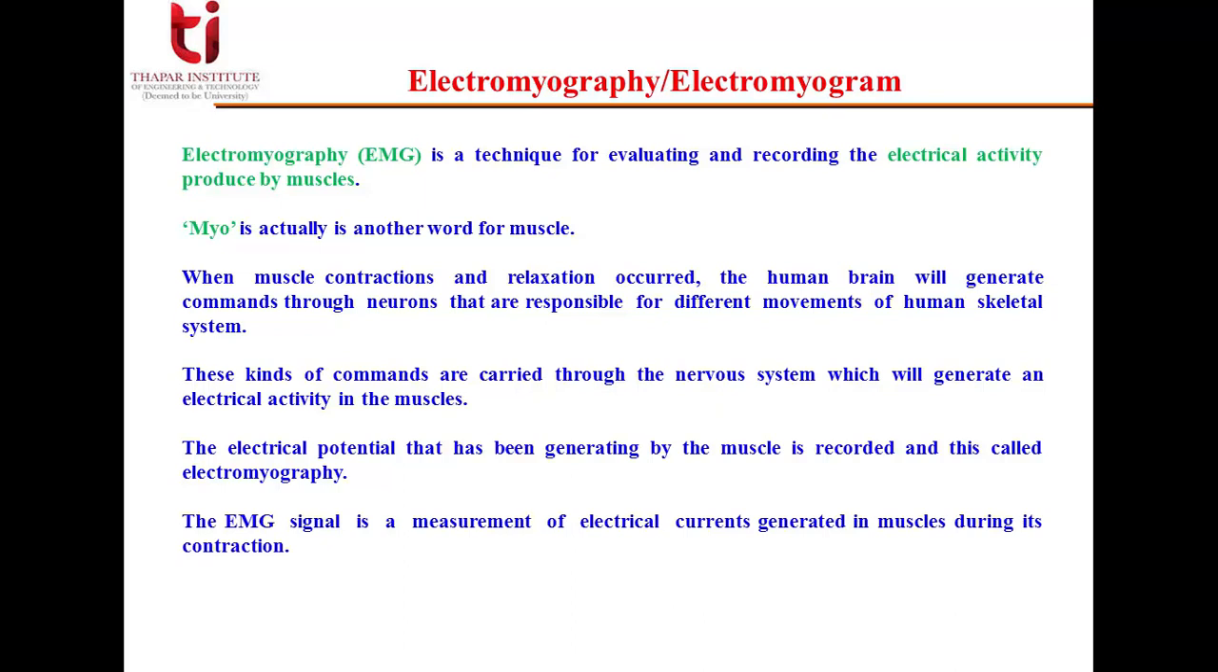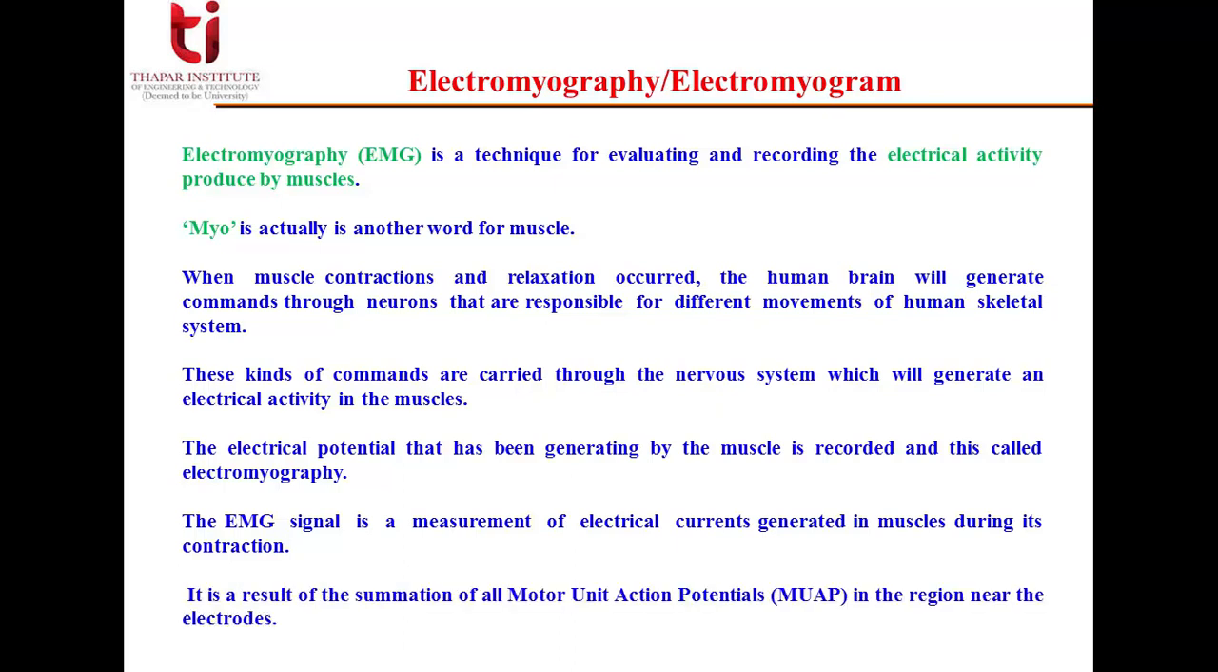The EMG signal is a measurement of electrical currents generated in muscles during contraction. It is the result of the summation of all motor unit action potentials, the MUAP, which we have talked about previously, in the region near the electrodes. Now let's discuss the different types of electrodes that are used to obtain an EMG signal.